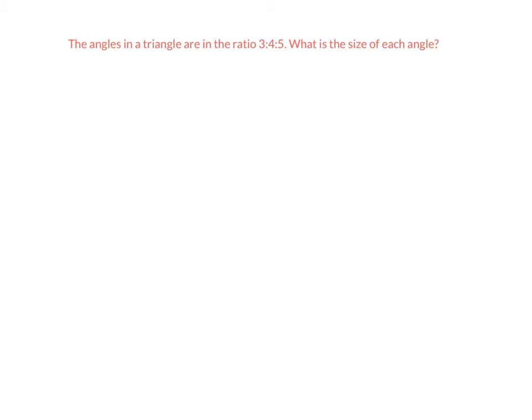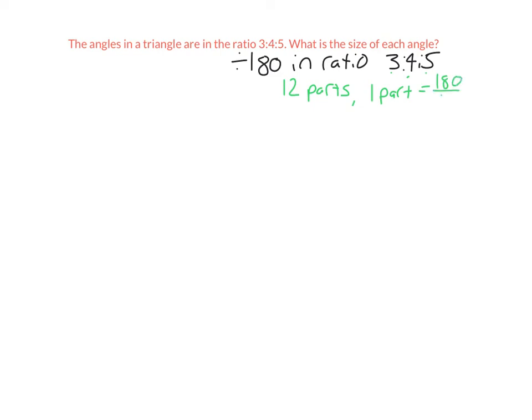So, the angles inside a triangle are in the ratio 3 to 4 to 5. What is the size of each angle? So, the angles in any triangle add up to 180. So, in this question, we're being asked to divide 180 in the ratio 3 to 4 to 5. And we're going to do it exactly like we did in the previous example in this video. So, 3 plus 4 plus 5 equals 12. So, there are 12 parts. Each part, or one part, is worth 180 over 12, which is 15.